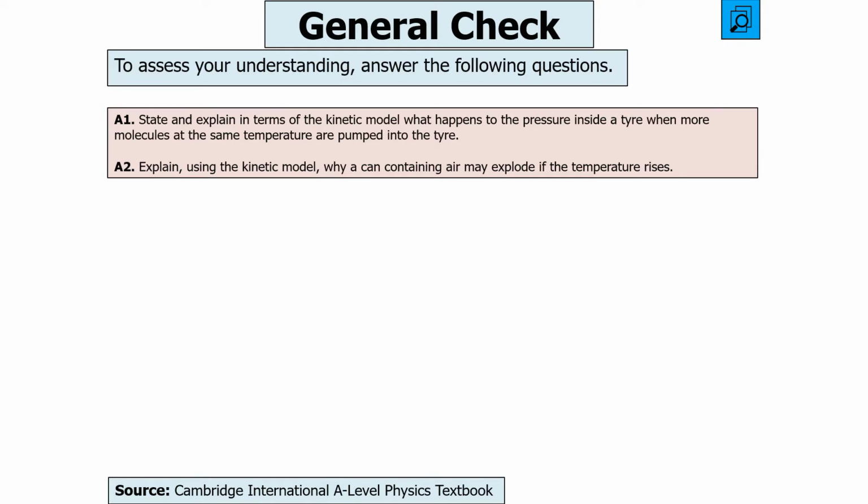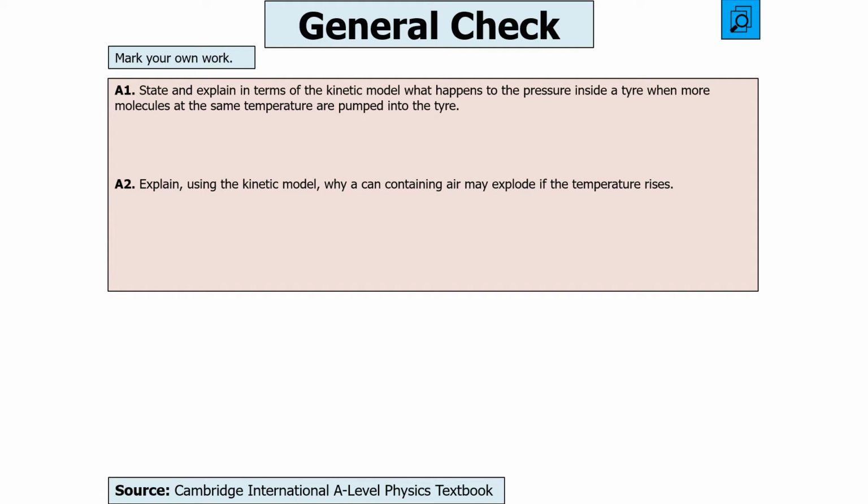Now the next question says, state and explain in terms of the kinetic model what happens to the pressure inside a tyre when more molecules at the same temperature are pumped into the tyre. Then explain using the kinetic model why a can containing air may explode if the temperature rises. So pause the video now, then unpause the video when you want to go through your answer.